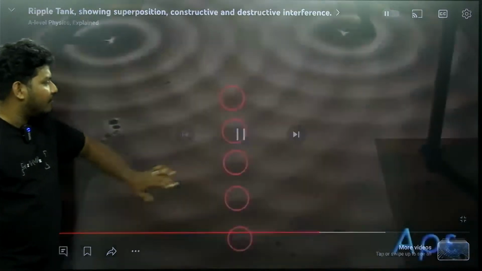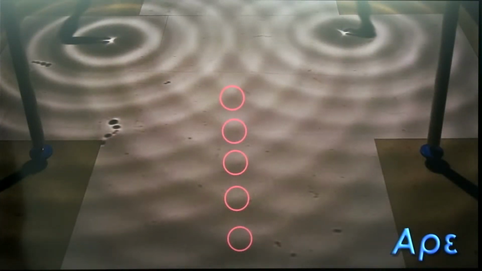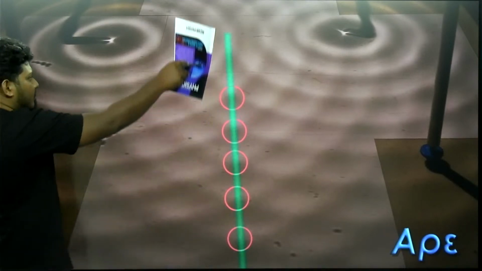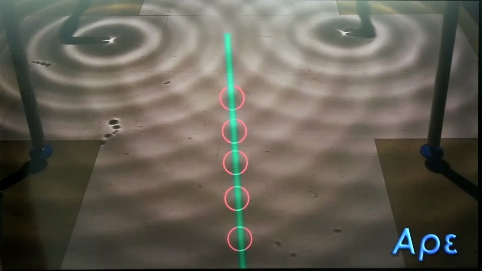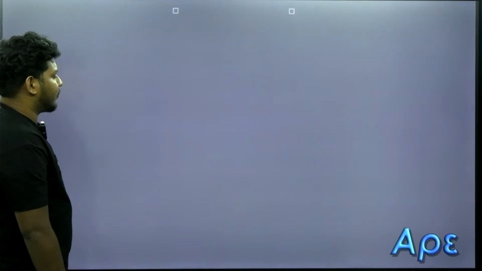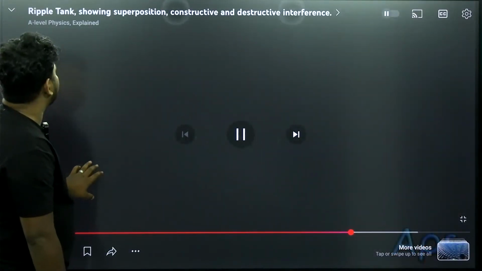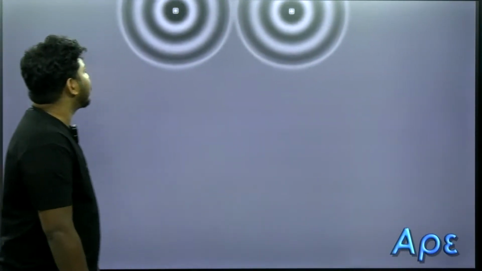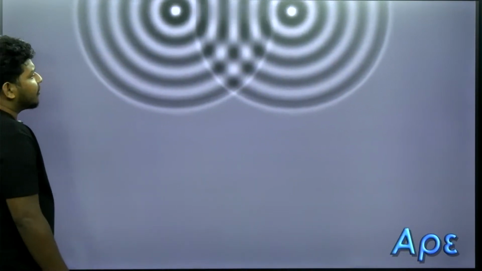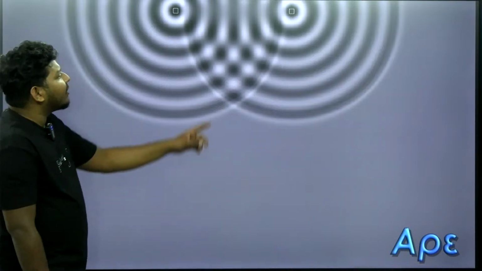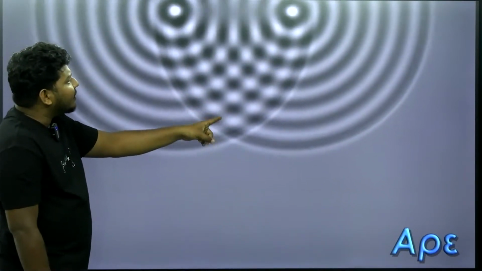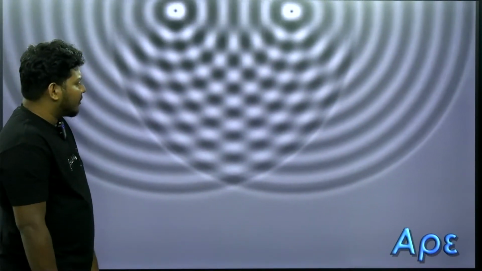You can see the video. They are circling the positive interferences, and they are drawing a line here. So this is the clear experiment. You can see the dark and the white lines clearly here.